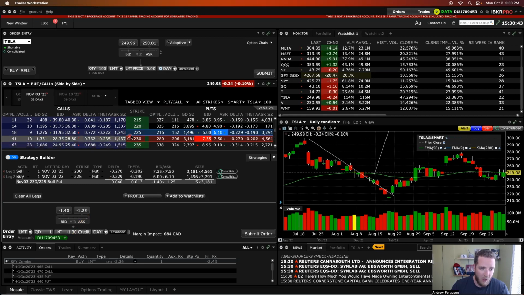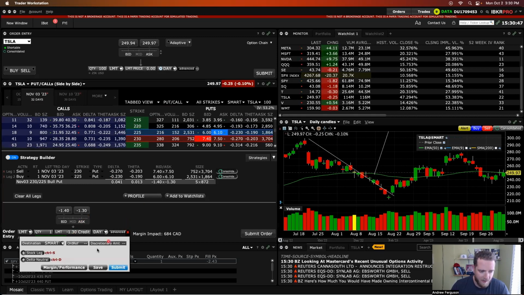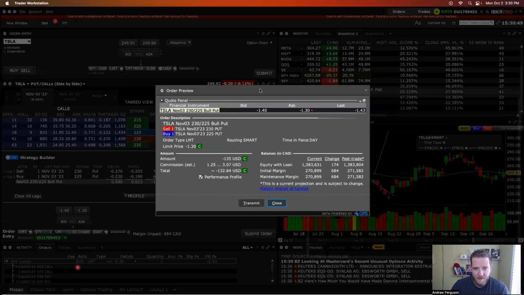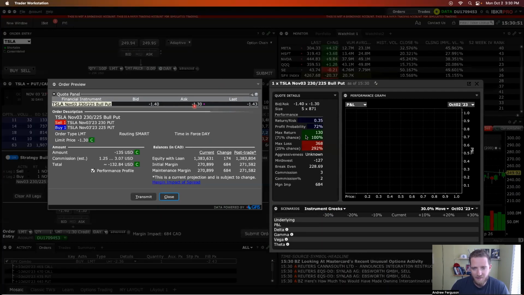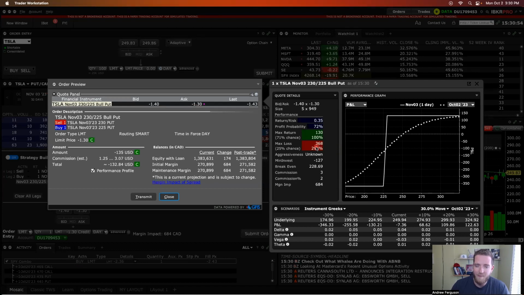If it drops below 225, I can look at my max loss by taking this advanced tab right here, going in margin performance and saying, hey, what's my max loss? It's 368. So I'm in this trade for a maximum loss of $368. My max profit is 130.